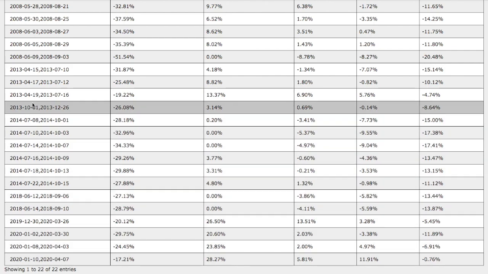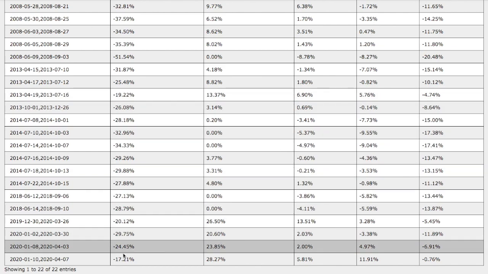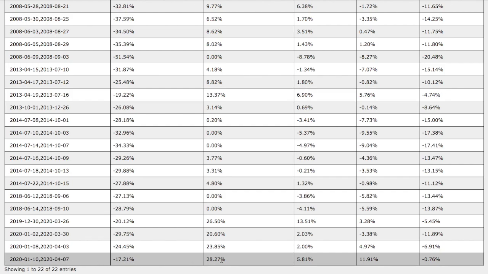Now the trend that we just examined was right here, April 19, 2013 to July 16, 2013. We are down 19% from monthly high, up 13% from monthly low, up 7% from the 10 simple moving average, up 6% from the 20 simple moving average, and down 5% from the 50 simple moving average. The trend patterns in the technical performance are somewhat similar to the trend that we are currently seeing.